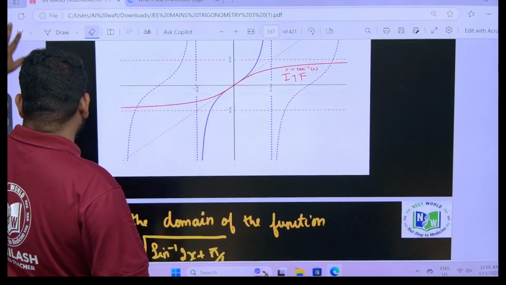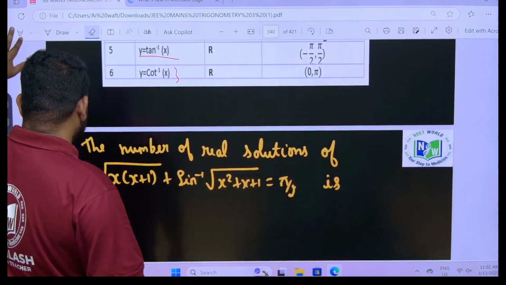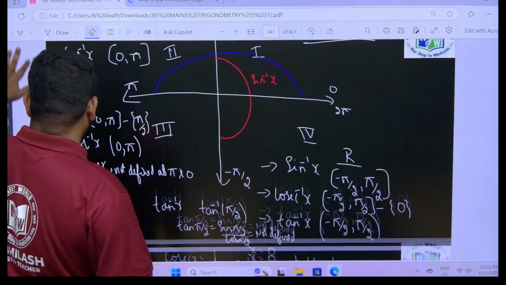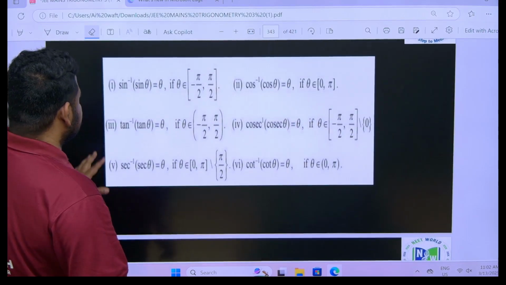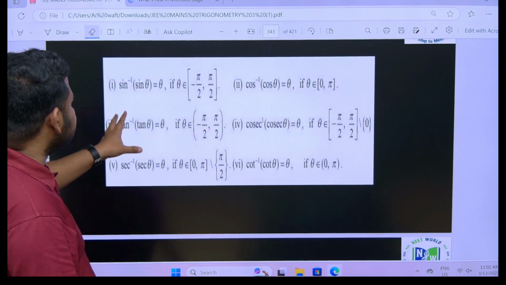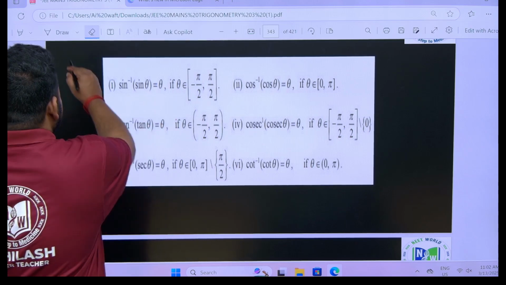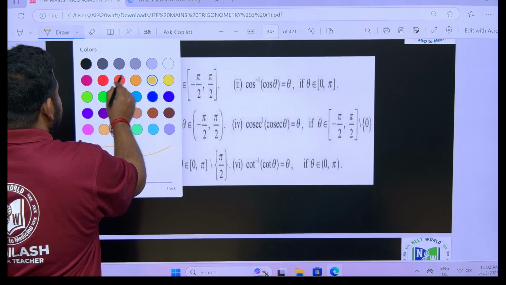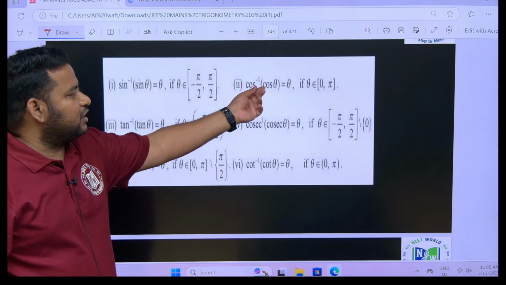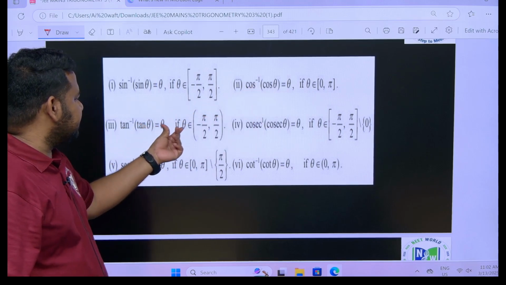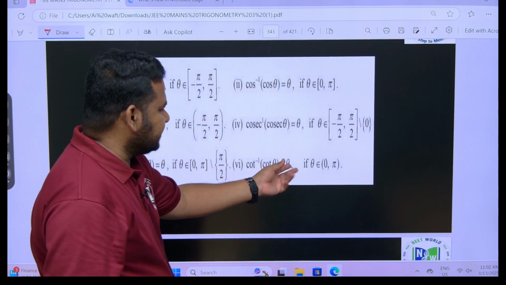Now based on that we'll solve certain basic questions so that your concepts become clear. Before that, we have to learn some properties. Sine inverse of sine theta is theta. Similarly, cos inverse of cos theta is theta, tan inverse of tan theta is theta, secant inverse of secant theta is theta, cot inverse of cot theta is theta.